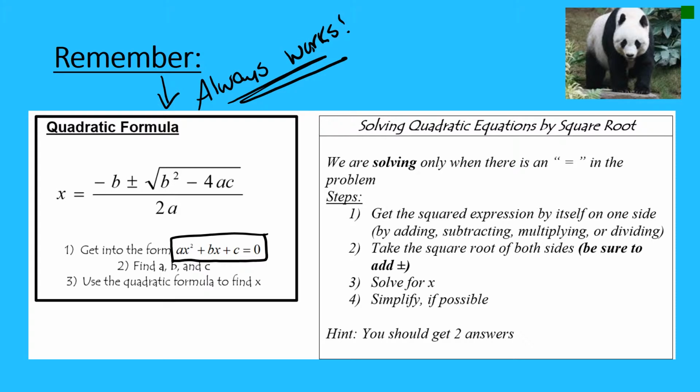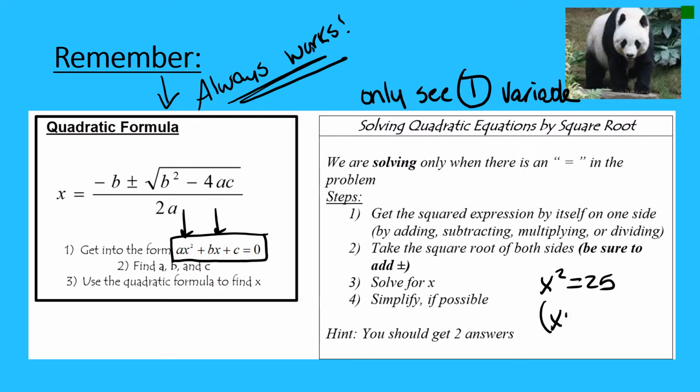The method to solve quadratics by square rooting only works when you only see one variable. Over here you've got an x squared, you've got an x. There are two variables. Over here you're going to have something that looks like x squared equals 25, or you're going to have x plus 5 squared equals 25. There is only one variable seen. Now there is another little guy that has not been brought back into the equation, and that is factoring. You can try factoring also.